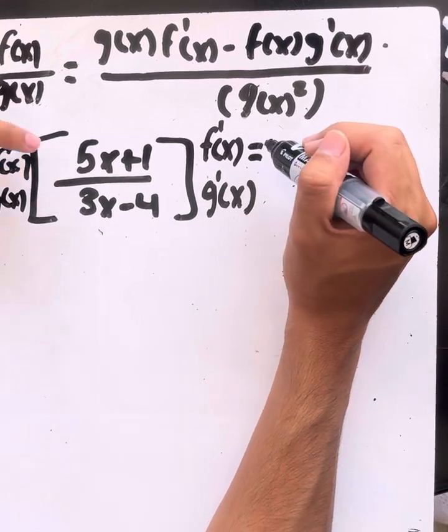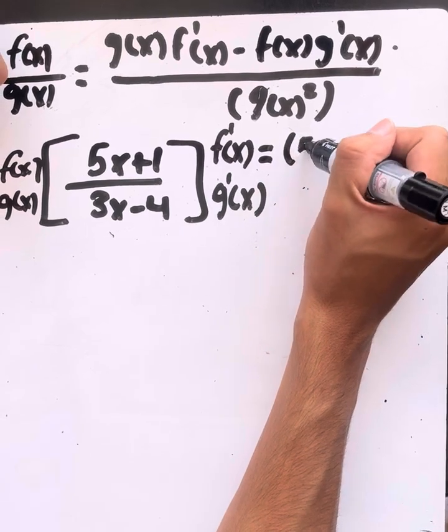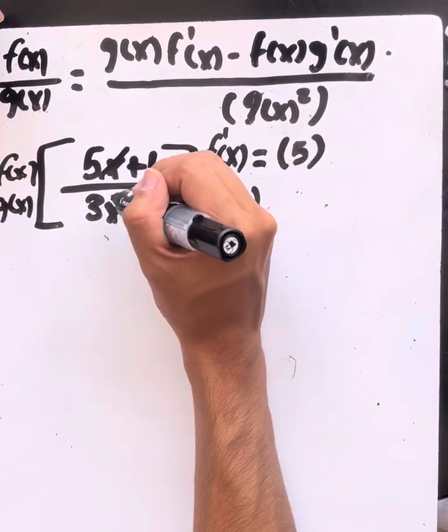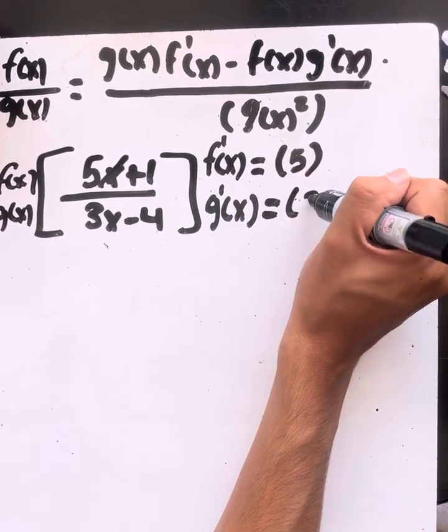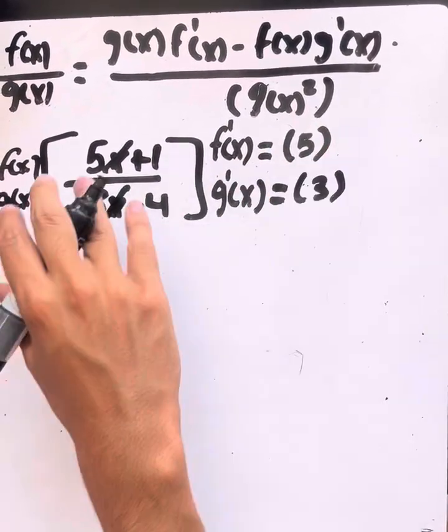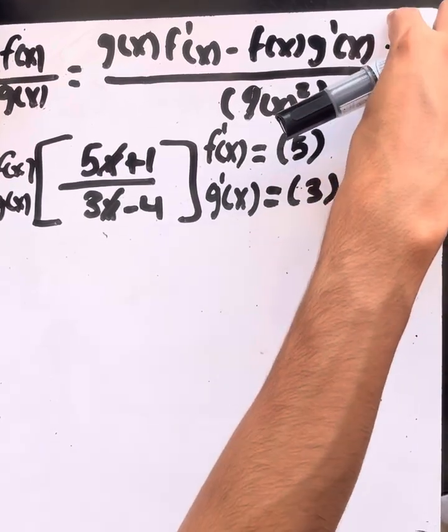Now the derivative of this one will be 5 because of the power rule. 5 times 1 equals 5. The x cancels out, and on the bottom it will be 3. 3 times 1 equals 3, cancel the x. So now that we have all this, we could just put it into the fraction.